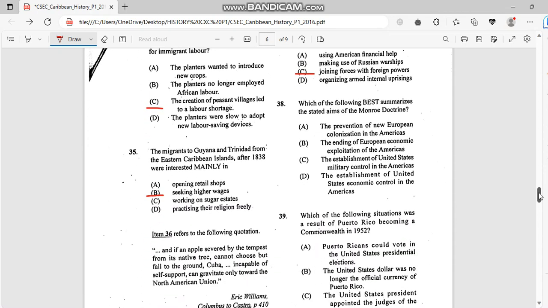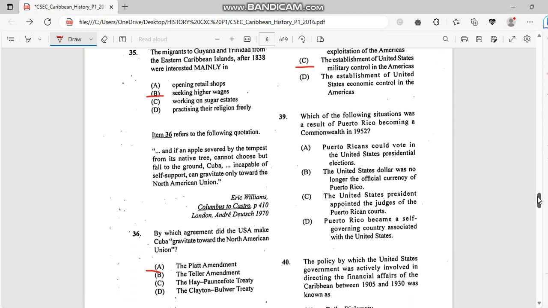Alright, number 38. Which of the following best summarizes the aims of the Monroe Doctrine? And the Monroe Doctrine was to establish United States economic control, no, to prevent the European colonization of the Americas, ending European, and it was to establish United States military control in the Americas. Alright. Number 39. Which of the following situations was a result of Puerto Rico becoming a Commonwealth in 1952? Puerto Rico could vote in the United States president? No. Dollar was no longer currency? No. And because Puerto Rico became self-governing associated with the United States.